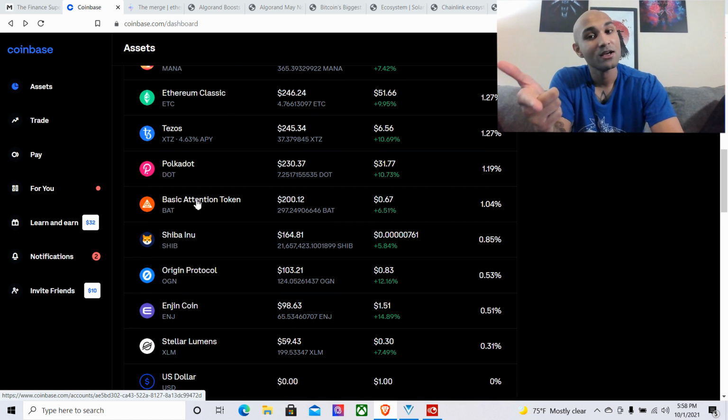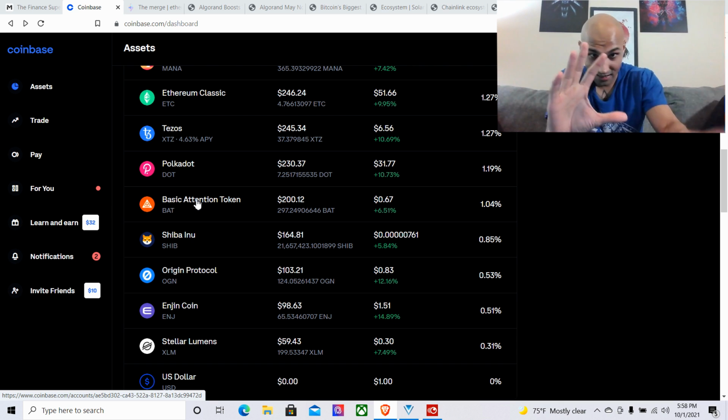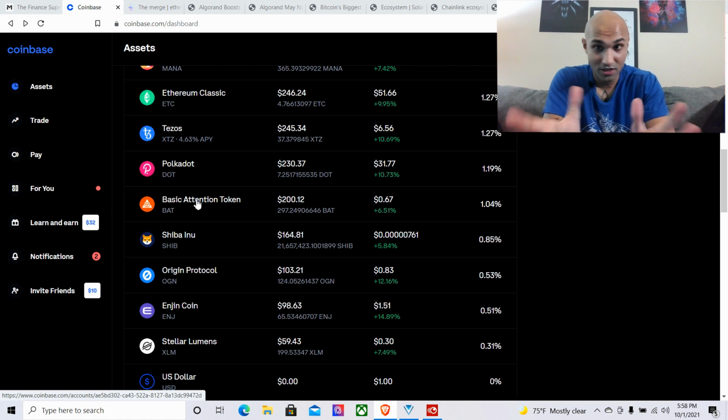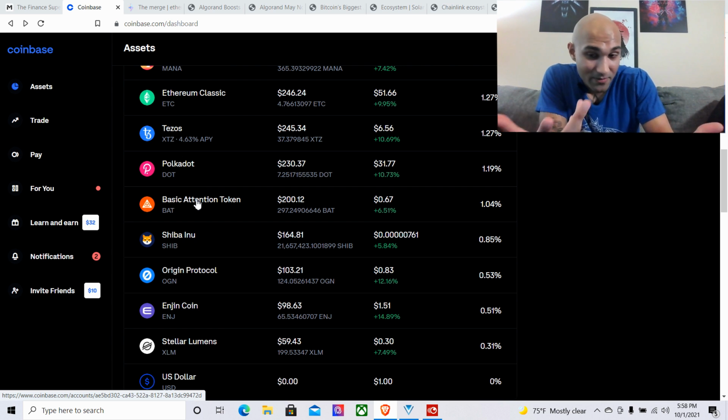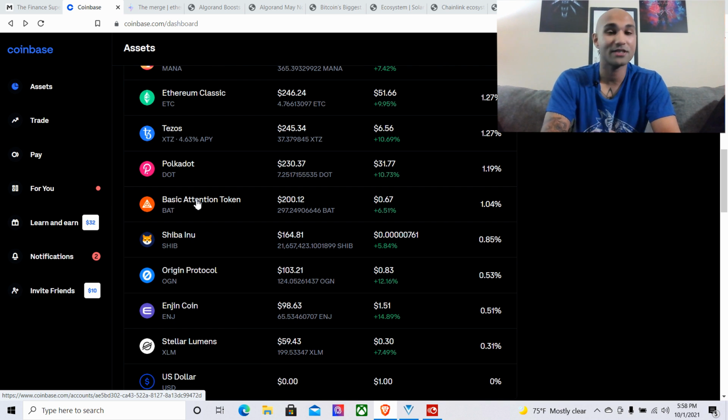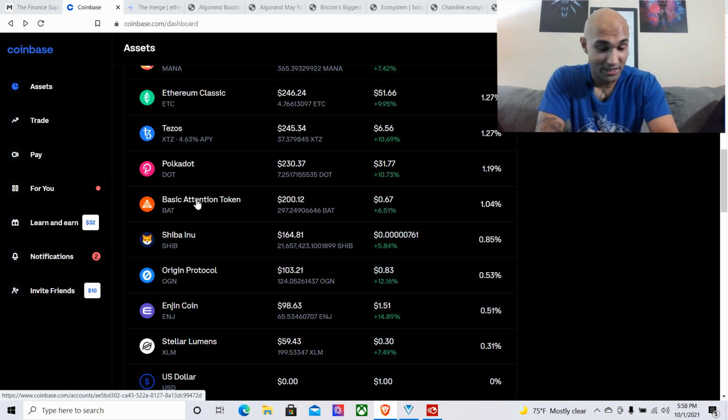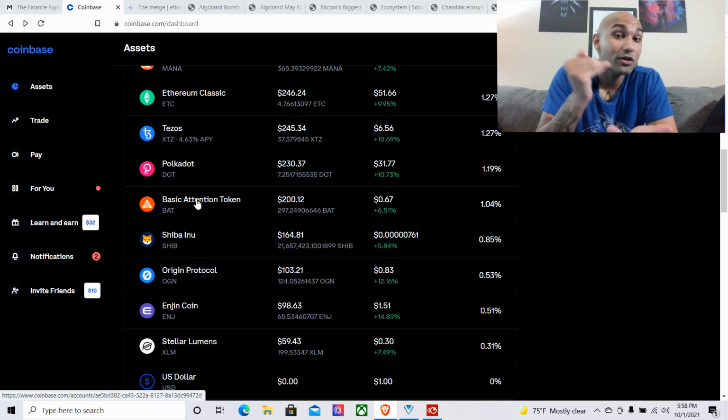Like, for instance, Basic Attention Token. If you look at the interface that I'm using right now, I've transitioned over to using Brave browser primarily. I'm not going to say too much about things like Shiba, Stellar, Tezos, Polkadot. Polkadot is a really good project, but we won't go into detail right now. I'll do a different video for that. But Basic Attention Token, just real quick, big fan of them. They offer real world value.